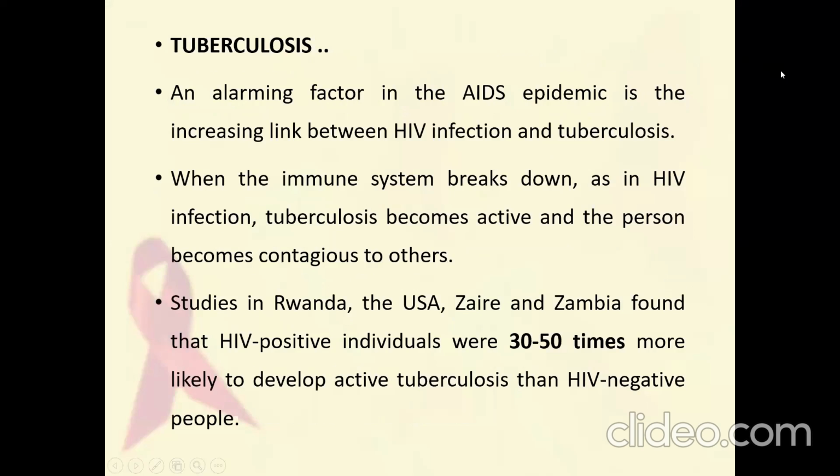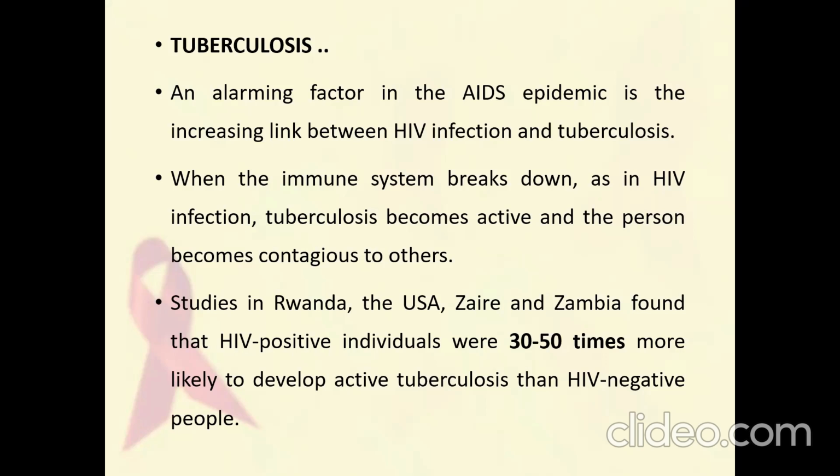Tuberculosis: an alarming factor in the AIDS epidemic is the increasing link between HIV infection and tuberculosis. When the immune system breaks down, as in HIV infection, tuberculosis becomes active and the person becomes contagious to others. Studies in Rwanda, USA, Zaire and Zambia found that HIV positive individuals were 30 to 50 times more likely to develop active tuberculosis than HIV negative people.